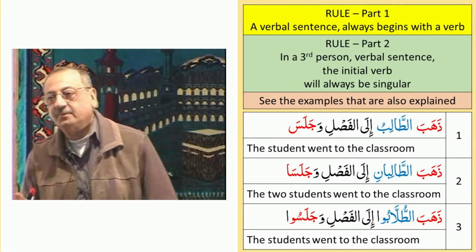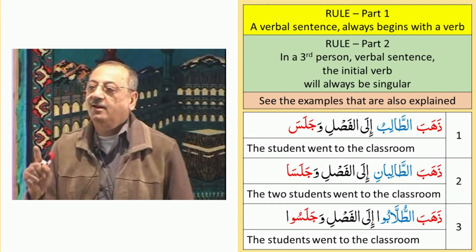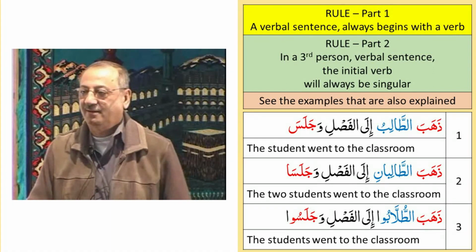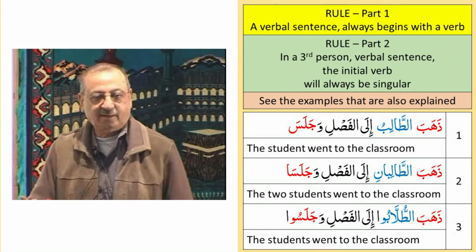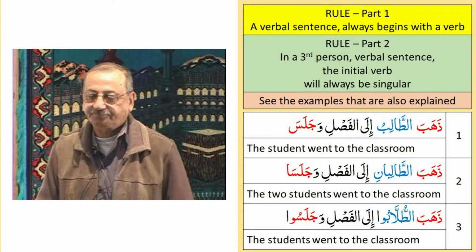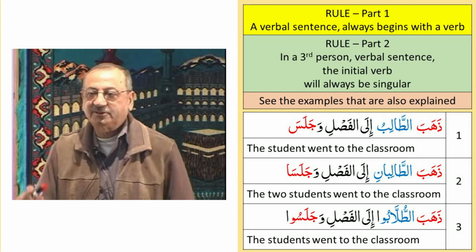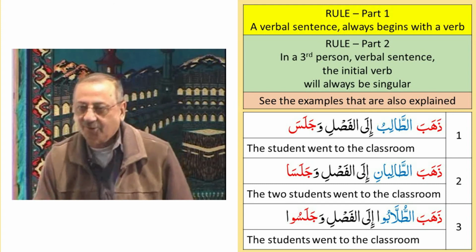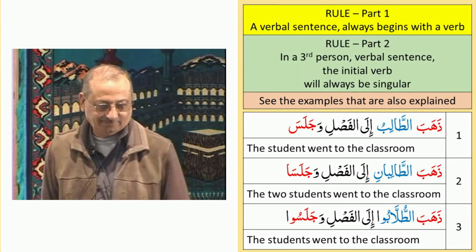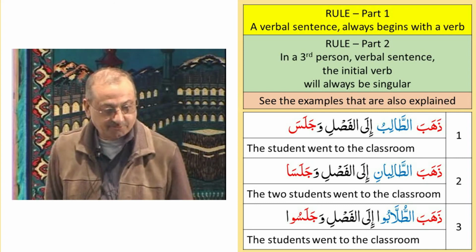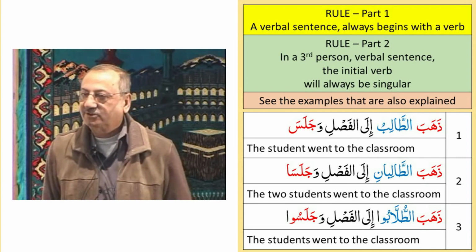One more time, it is only for third person. Whether it is muzakkar or muannas, when you start a new sentence, the first verb form is singular. Only when you start a new sentence. Are you with me, brothers and sisters?